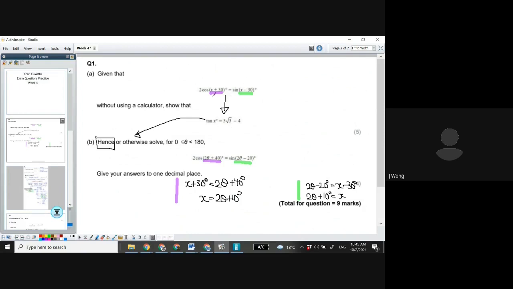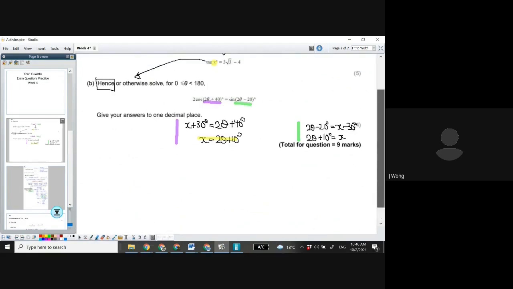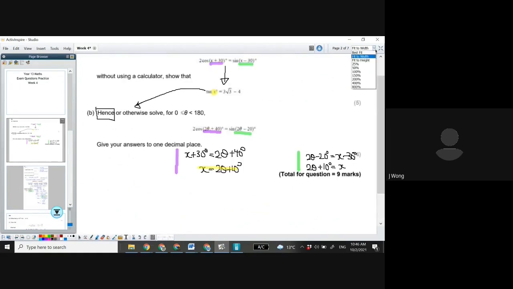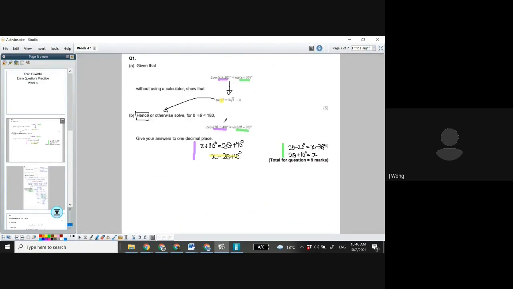I could rewrite this into 10x equals 3 root 3 minus 4. I will make x as 2 theta plus 10 for this specific case. All right, so this is how I could use the identity above. So let's use it for the next part. So I could then immediately rewrite this as tan of 2 theta plus 10 degrees equals 3 root 3 minus 4.